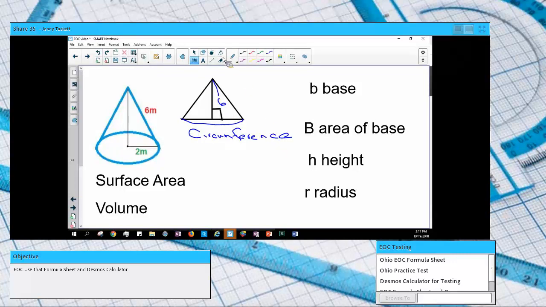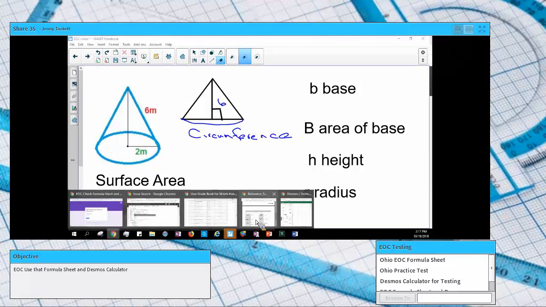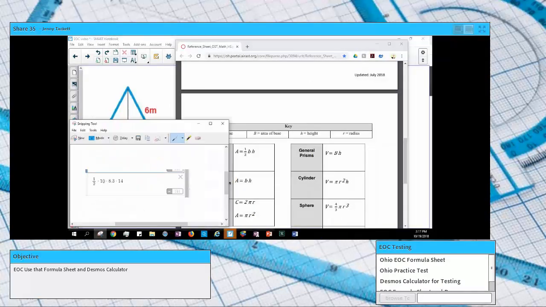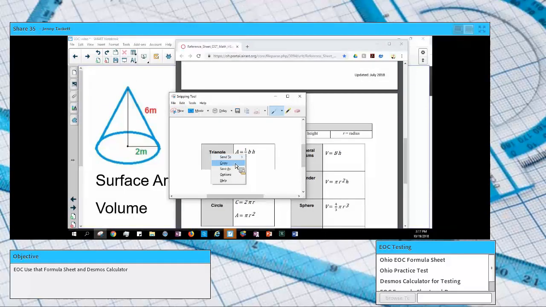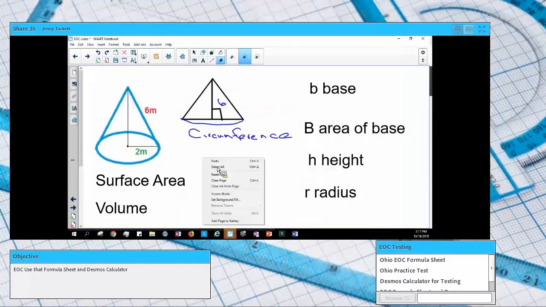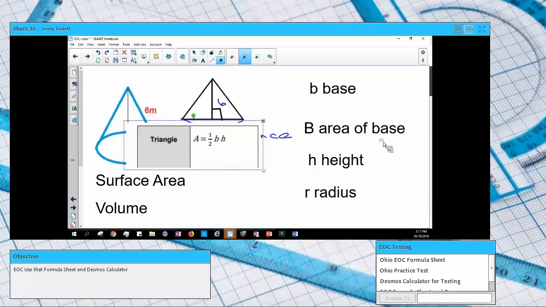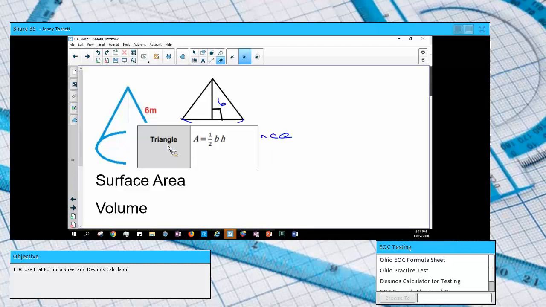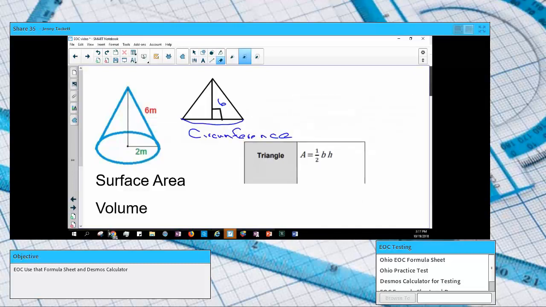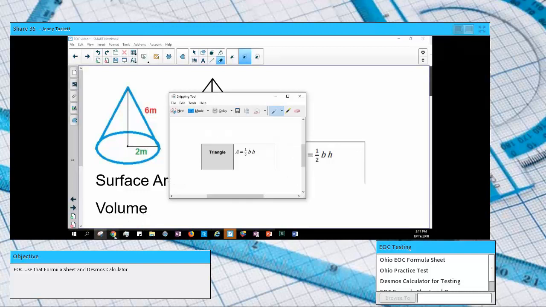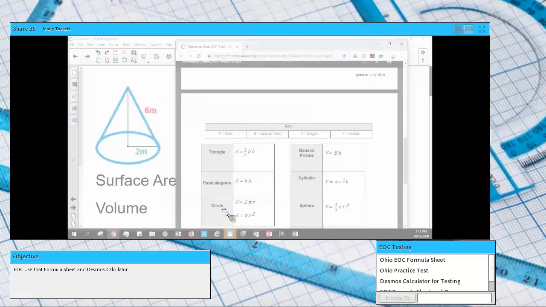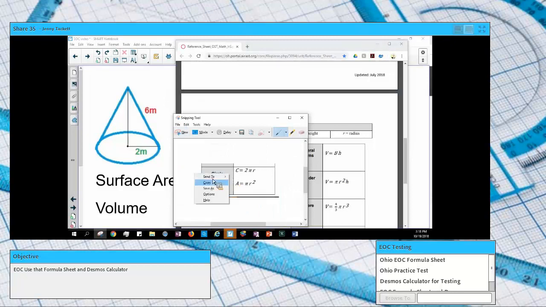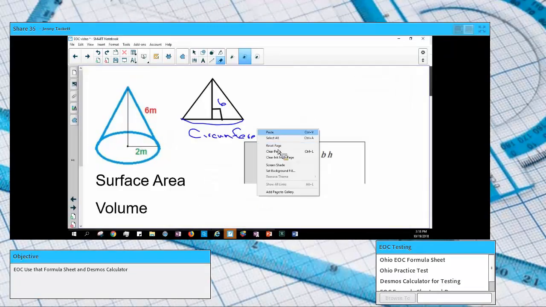So if we know the circumference, we can find the surface area of this cone. Because I bet our formula sheet has the area of a triangle, and it does. And it has the circumference of a circle. So we can pull our formula over to our sheet. And again, I'm just using this to copy and paste. And we'll need that area of the circle next because that's the other base, right?